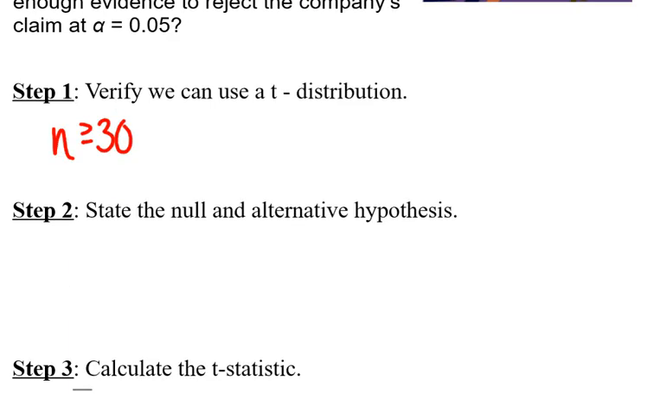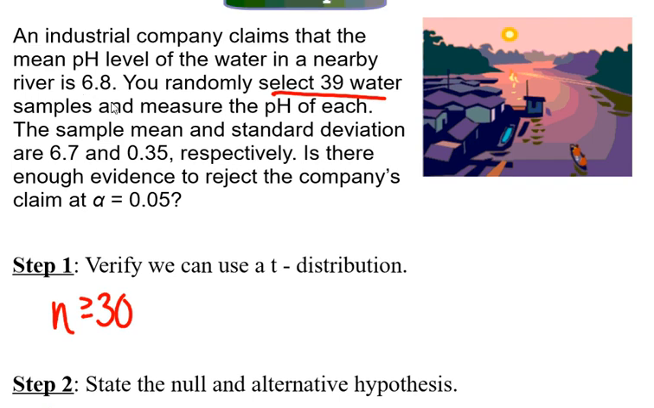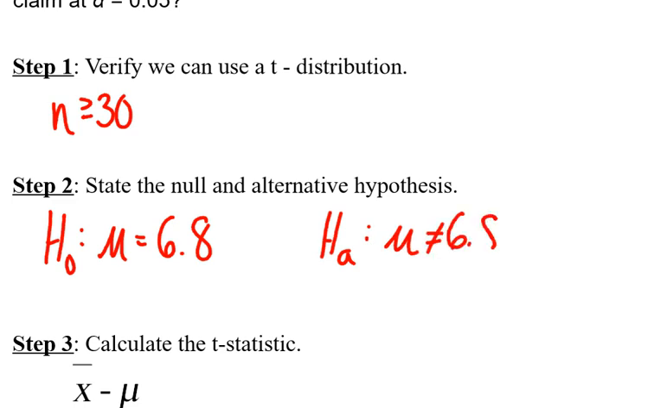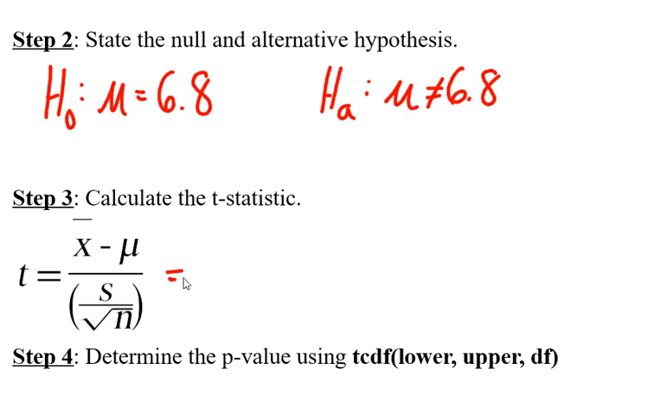So step 2, state the null and alternative hypothesis. The null hypothesis was that they claimed that it was 6.8, so mu is equal to 6.8. The alternative is that it's not equal to 6.8.